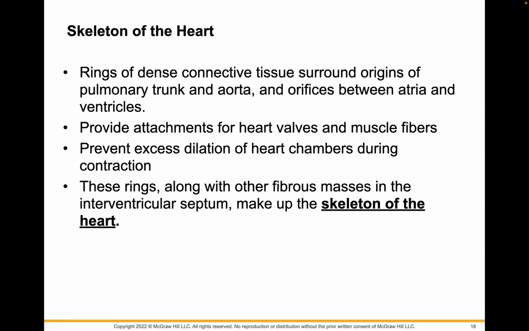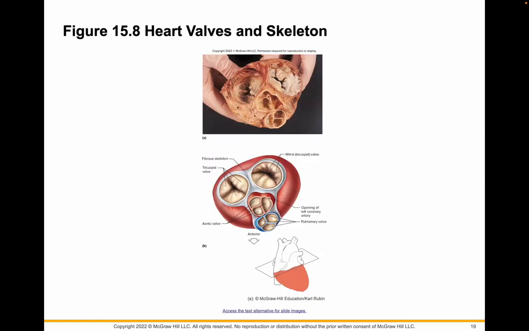So we'll talk just briefly about the skeleton of the heart. There are rings of dense connective tissue that surround the origins of the pulmonary trunk and the aorta and the orifices, or the spaces, between the atria and the ventricles. They just provide attachments for these valves and these muscle fibers, and prevent excess dilation of the heart chambers during contraction. You don't want it to stretch too much. These rings make up the skeleton of the heart. And so you can kind of see these rings when you're looking at the heart.